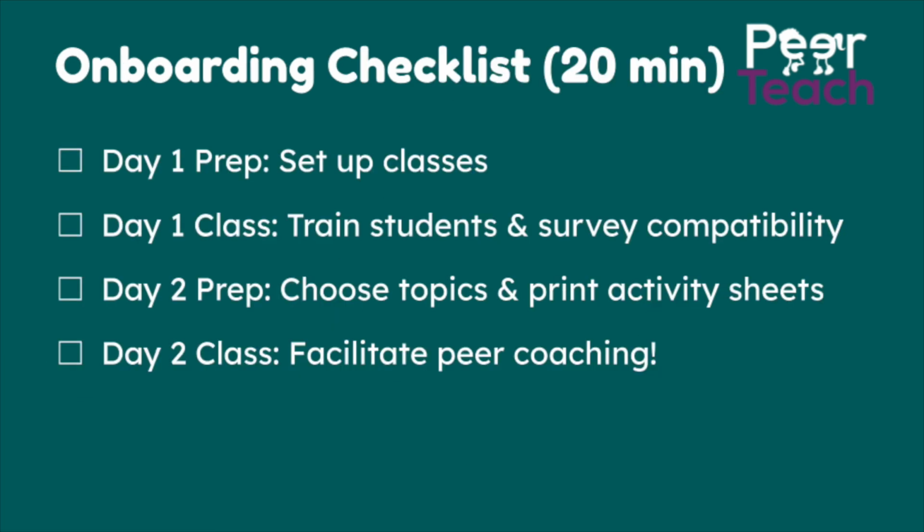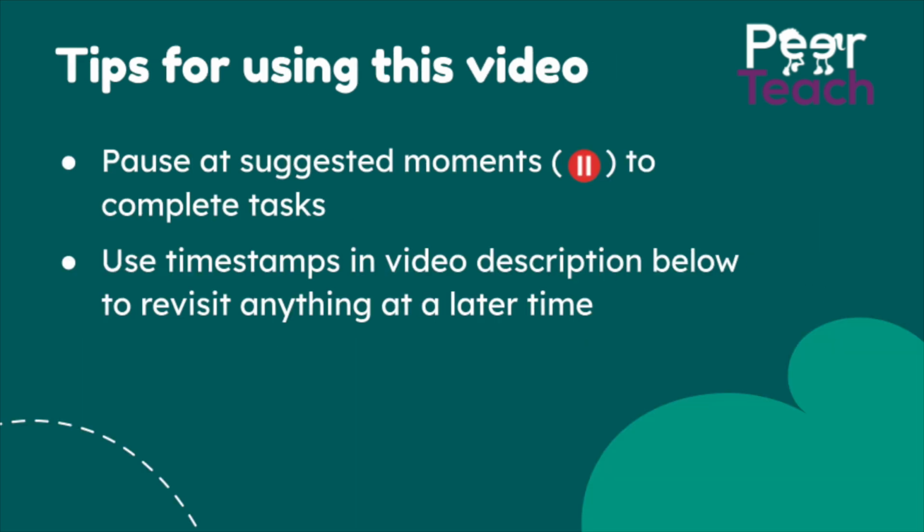Here's our checklist for getting started. First, you'll set up your classes for day 1 of PeerTeach. Then, we'll go through what it looks like to train students and survey their compatibility. After that, we'll choose topics and print activity sheets for day 2 of class. Then, we'll walk through the process of peer coaching. Feel free to pause at suggested moments to complete the tasks. If needed, you can revisit or skip ahead to sections by finding timestamps in the video description below.